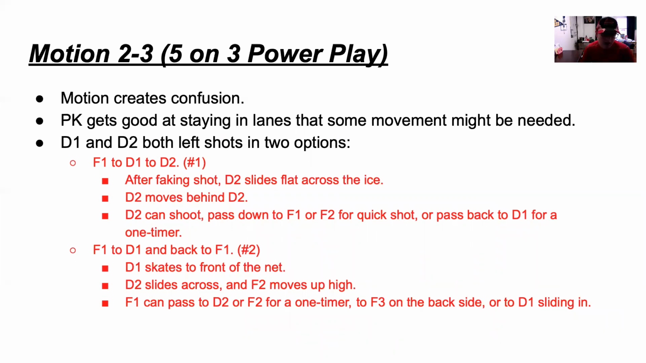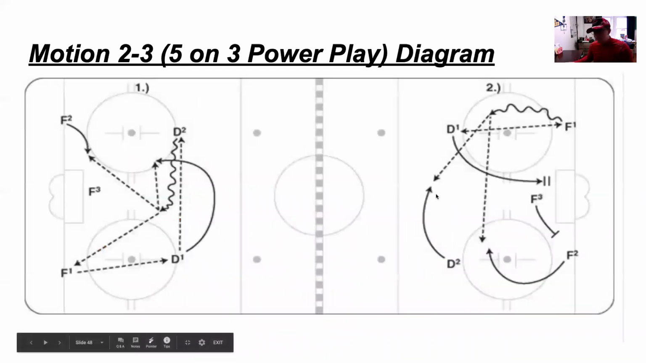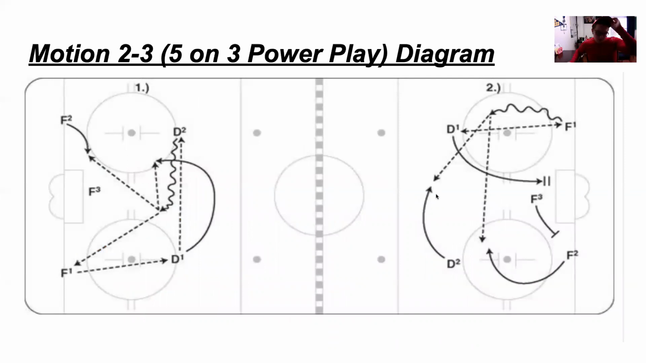D1 skates to the front of the net, D2 slides across, and F2 moves up high, and F1 can pass to D2 or F2 for a one-timer to F3 on the backside or to D1 sliding it. So let's take a look at this. Here are the two options.